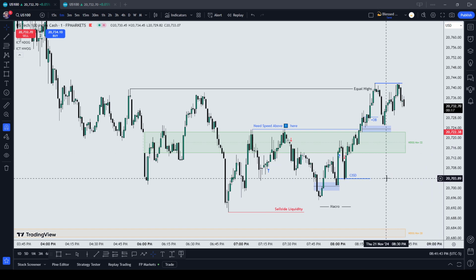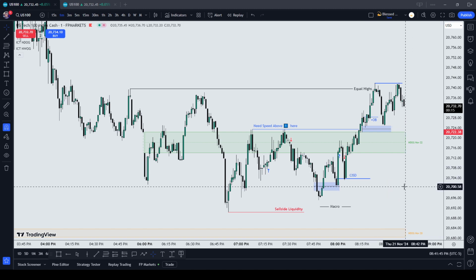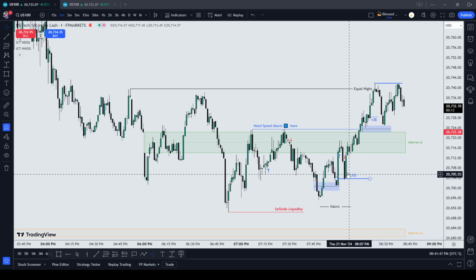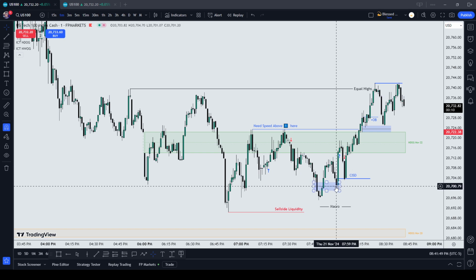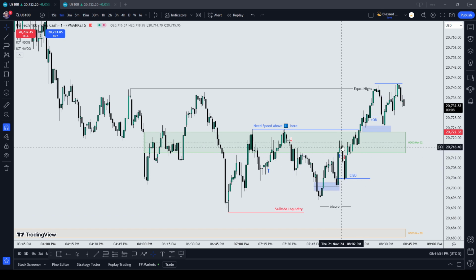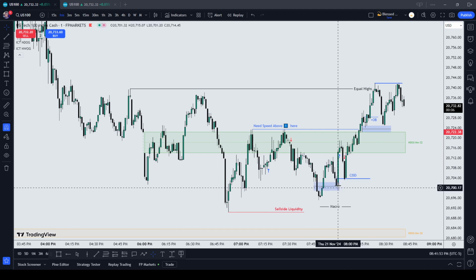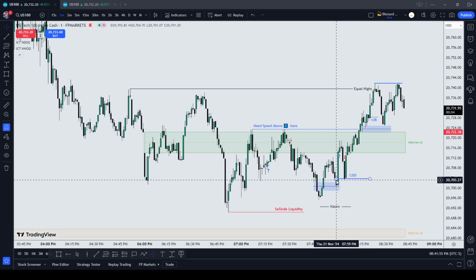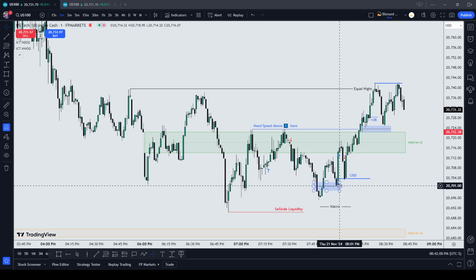So that's my video right here on proportion block and other blocks. So this three down close candle before this up move higher is an order block. The last down close candle here is the change in state of delivery for this order block right here.